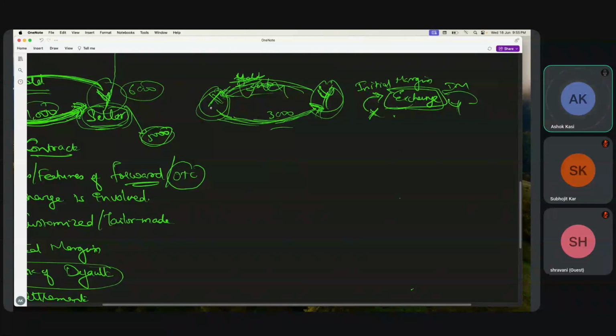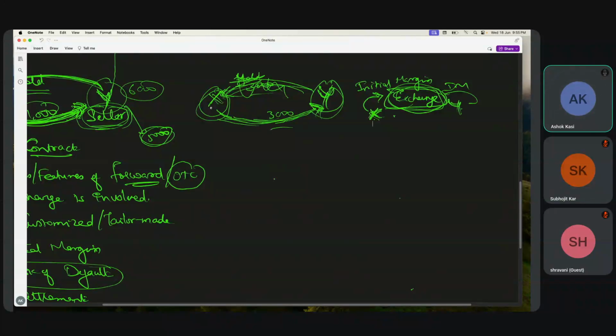So now what will happen? Now exchange is taking the counterparty guarantee. So exchange says, you don't worry. Now look, X, you don't worry about Y. I will take care of it. And exchange says to Y that you don't worry about X. I will make sure that the deal is properly honored. So this is how the risk is reduced.